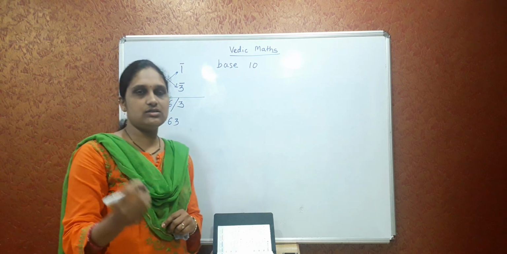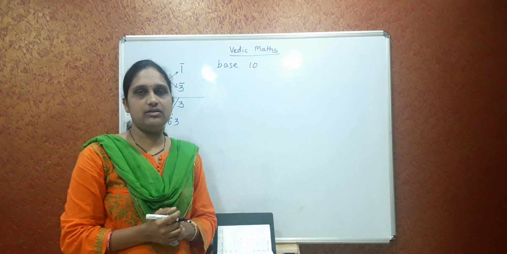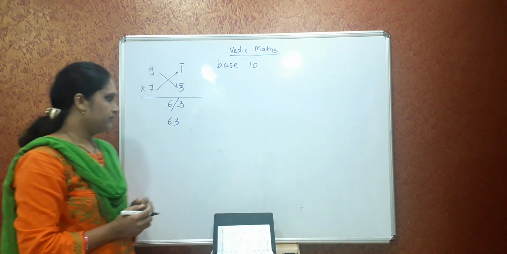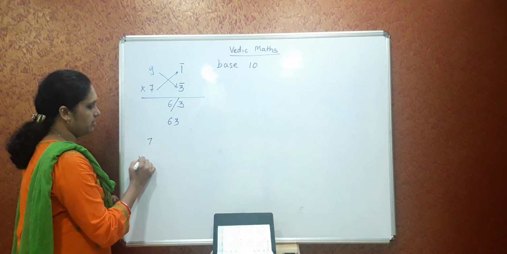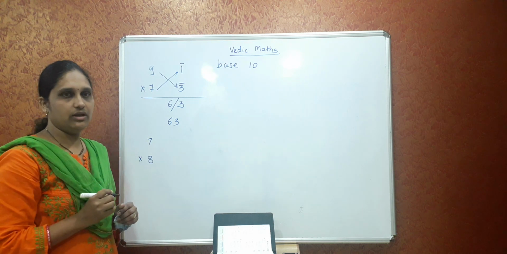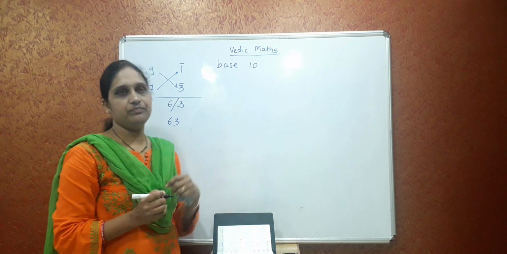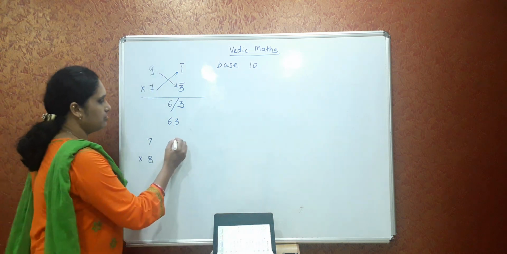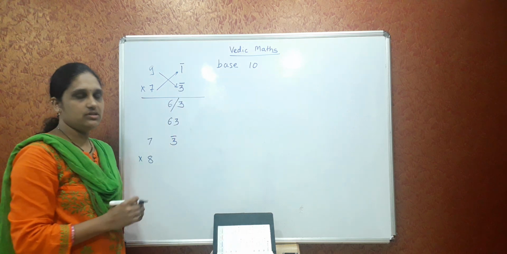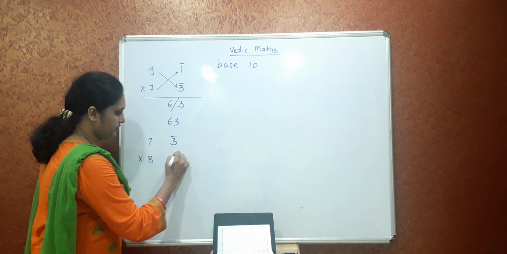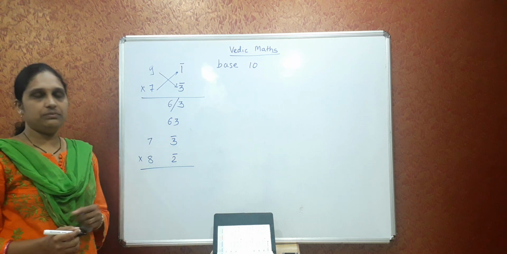So once you practice, go on practicing, you will find this method is so easy. One more sum we'll see for this. The second sum is 7 into 8. Now tell me the difference of 7 and 10. 10 minus 7 is 3. So here it will come 3. And 8 and 10, what is the difference? It's 2. So 2.